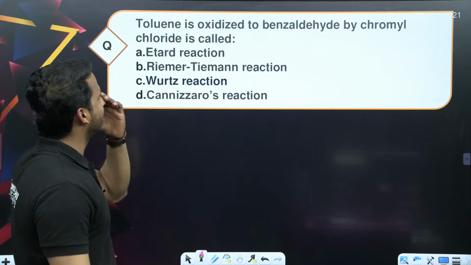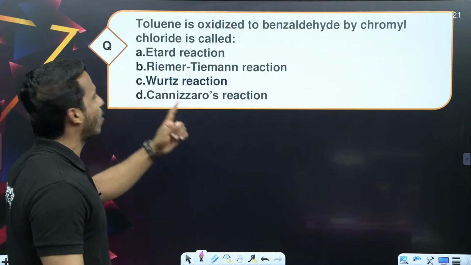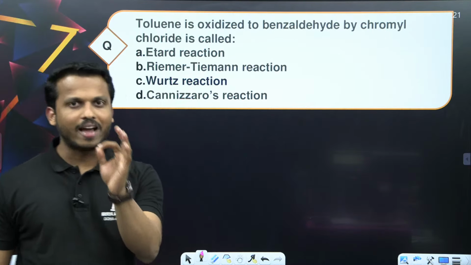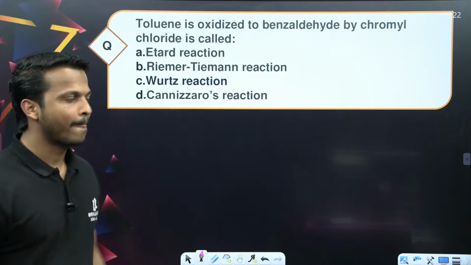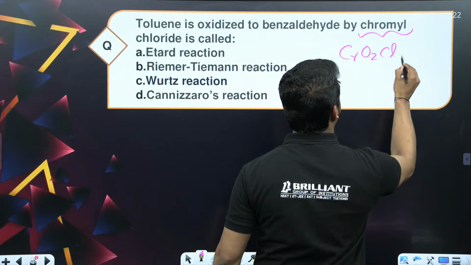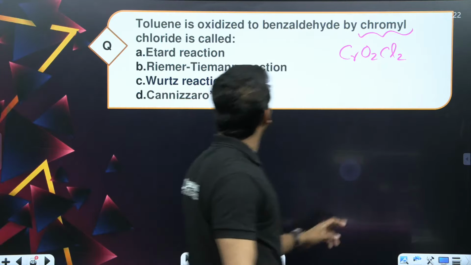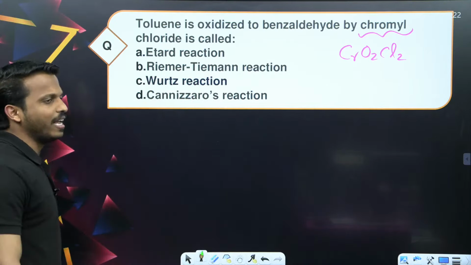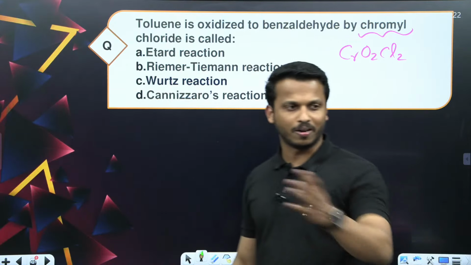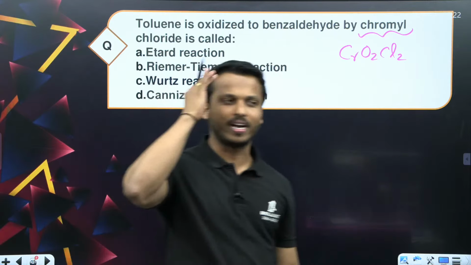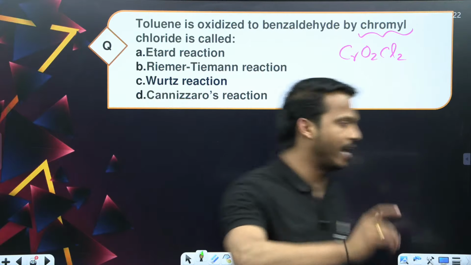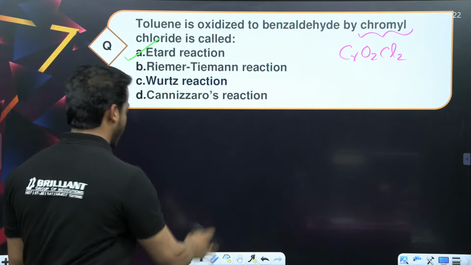Toluene is oxidized to benzaldehyde by chromyl chloride is called. One of the easiest questions. And chromyl chloride, I think that is enough to get this answer. Chromyl chloride, CrO2Cl2. Conversion of toluene to benzaldehyde by treating with chromyl chloride is known as, nothing to search in textbook or notebook. It's already there in your mind. Yes, you are giving the correct answer. Option A, Etard reaction, right?